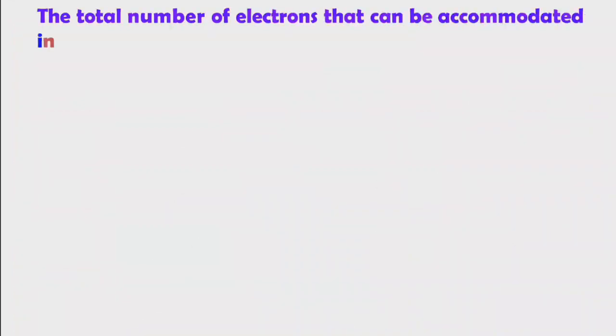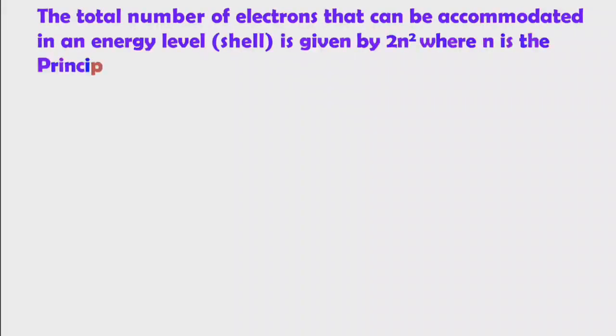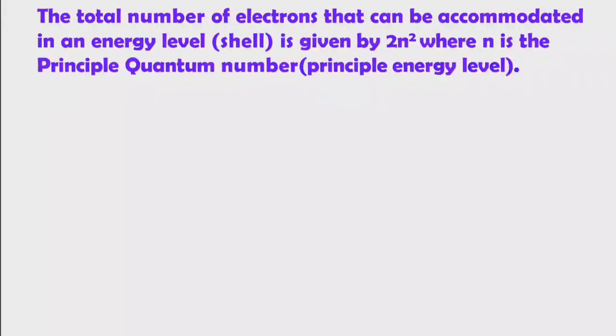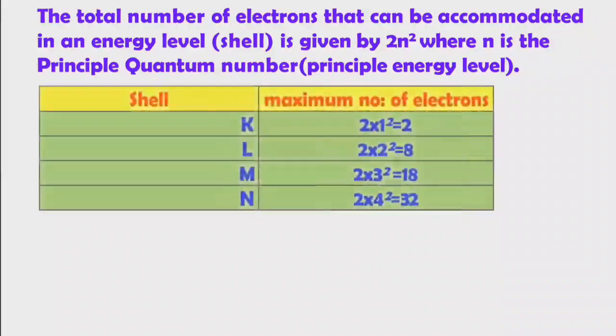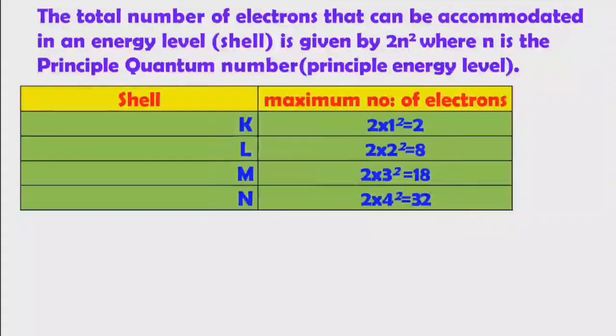The total number of electrons that can be accommodated in an energy level is given by 2n square, where n is the principal quantum number or principal energy level. Here we can see in K shell, 2n square, 2 into 1 square. For K shell n value is 1. So only 2 electrons are present.